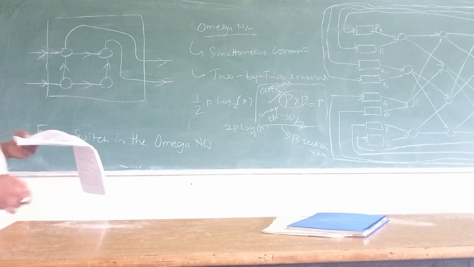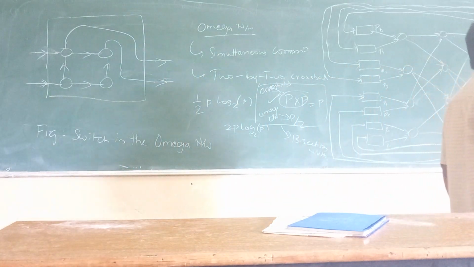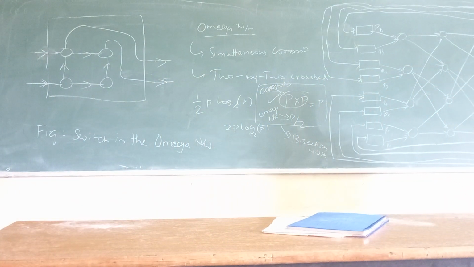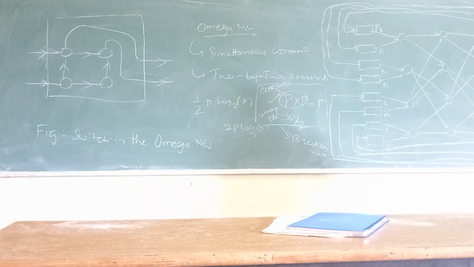Next point, omega network is less expensive than crossbar. Omega networks are less expensive than crossbar.